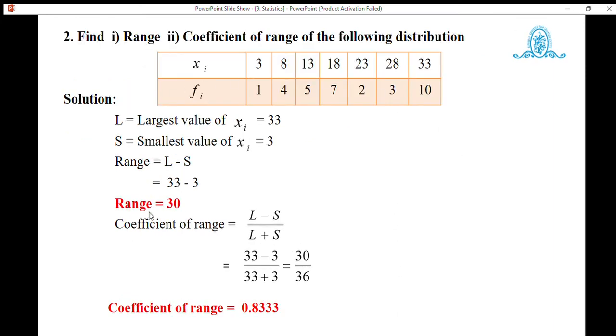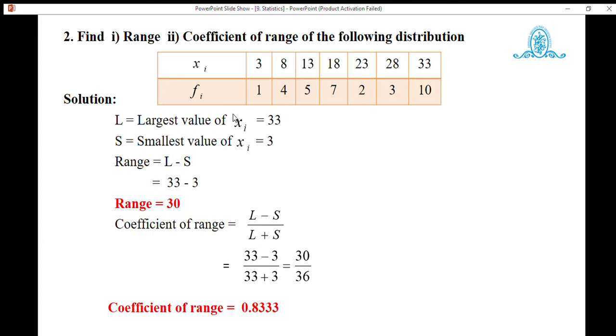Next, let us consider the example of ungrouped data in which xi and fi values are given, observations and the corresponding frequency. Again the question is to find range and coefficient of range here. The xi values are 3, 8, 13, 18, 23, 28, 33. They are already in increasing order, so we can easily identify the largest value of xi.